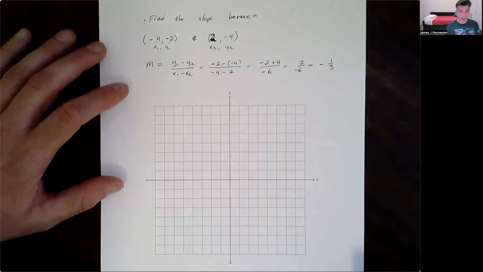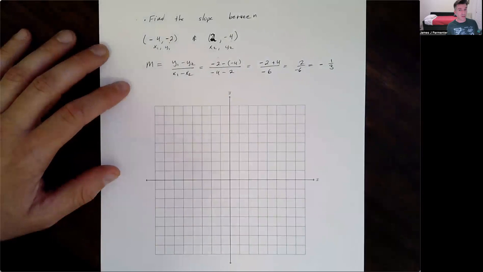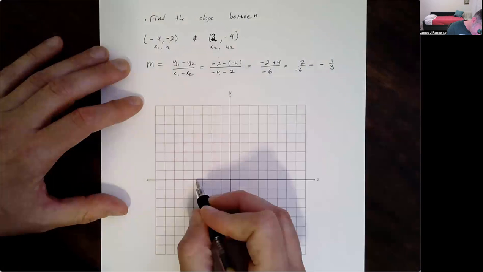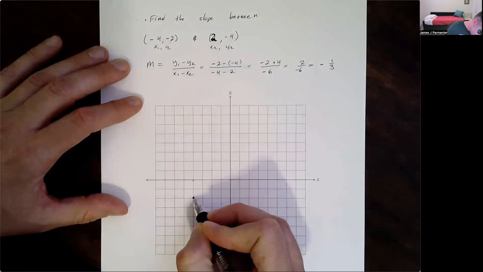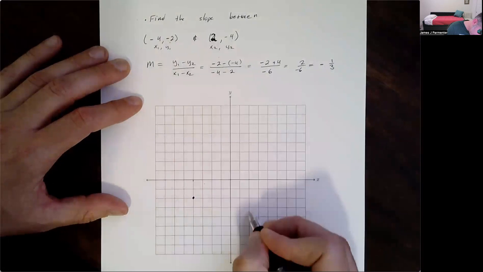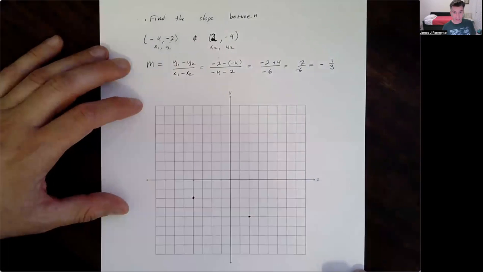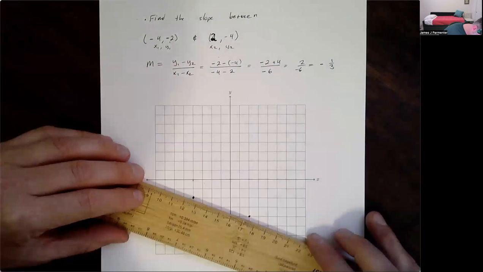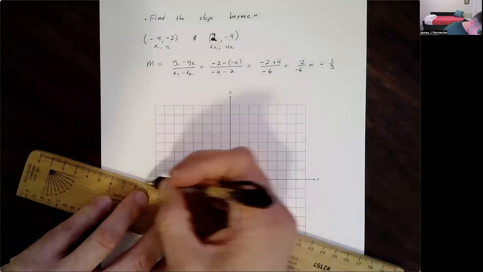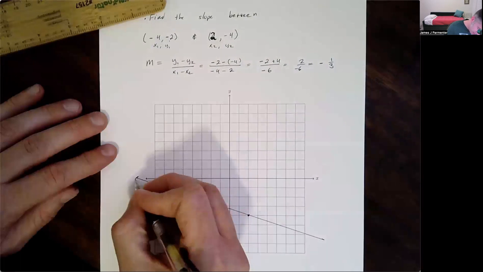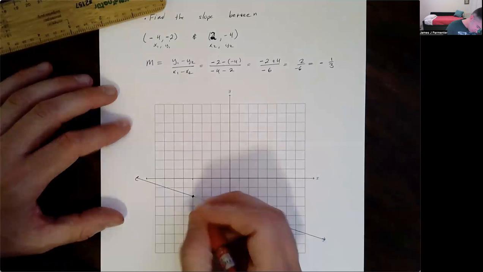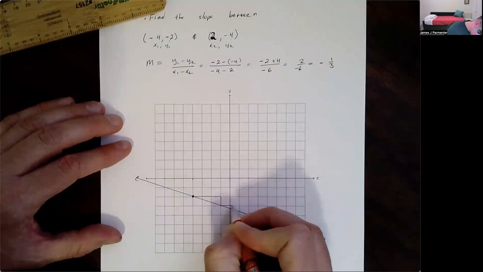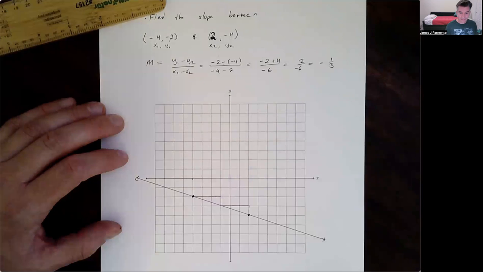So when I go from left to right, every time I go over a run of 3, I'm going to be going down a rise of negative 1. Let's plot the points: negative 4, negative 2, and then positive 2, negative 4. I'll try and draw the graph without turning everything around this time. And yeah, we can see every time we go over 3, we go down 1, over 3, down 1. And you can keep doing that.